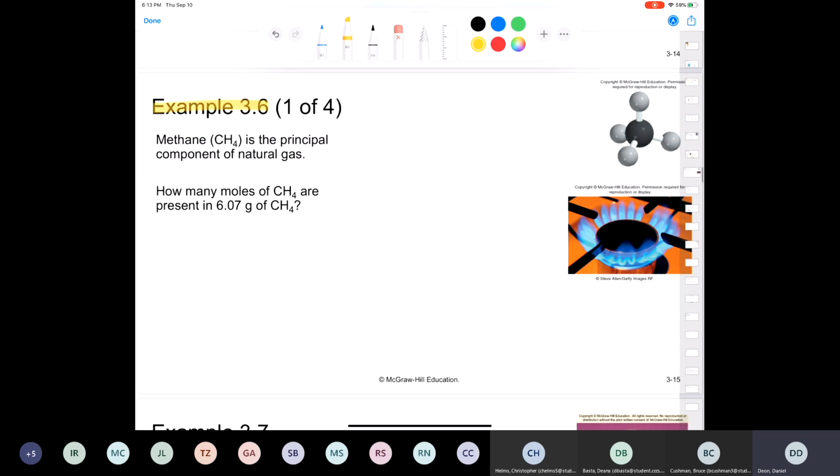I want you to take a look at this problem. I want you to read it, think about it. You all have the knowledge. I've given you the facts, and you should be able to get an idea of how to solve this problem. It says methane, CH4, is the principal component of natural gas. How many moles of methane are present in 6.07 grams?